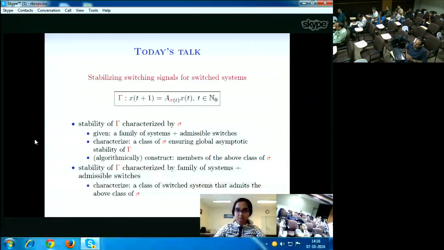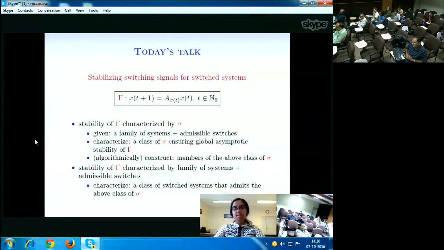Now, not only characterization of these stabilizing switching signals, we will also provide algorithms to construct these switching signals. So let's say you are on system one and you are allowed to go either to system two or to system three. So my algorithm will tell you whether you should go to system two or to system three, so that at the end of the day, you will achieve stability of your switch system. So that is about the first set of results.